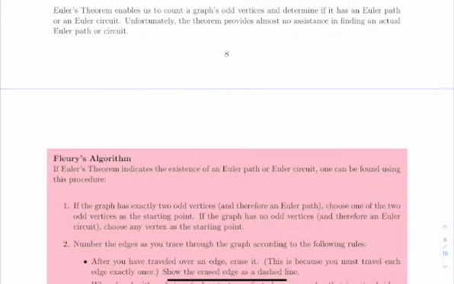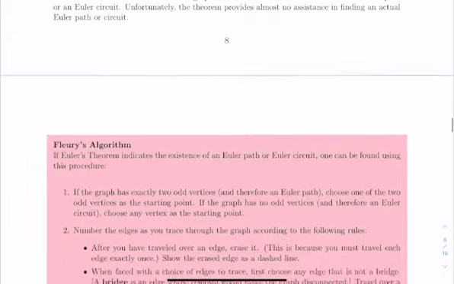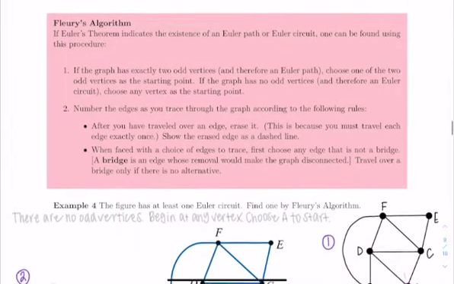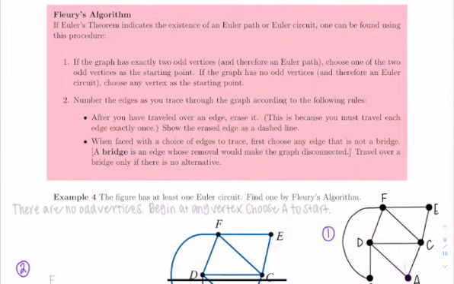If the graph has exactly two odd vertices, and therefore an Euler path, choose one of the two odd vertices as the starting point. If the graph has no odd vertices, and therefore an Euler circuit, choose any vertex as the starting point. Number the edges as you trace through the graph according to the following rules. After you have traveled over an edge, erase it. This is because you must travel each edge exactly once. Show the erased edge as a dashed line.